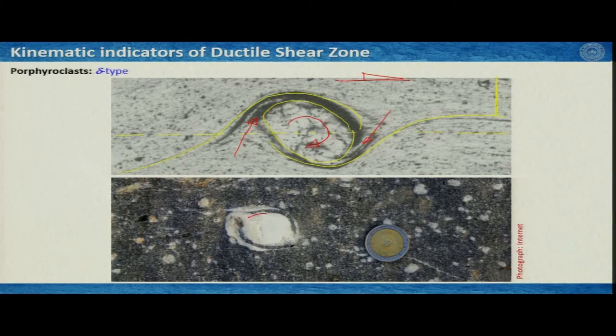So this was the clast. The tail one is like this. And another tail is going like that. So again, this is the direction. This is the direction. So it was rotating like this. Sense of shear is again dextral.